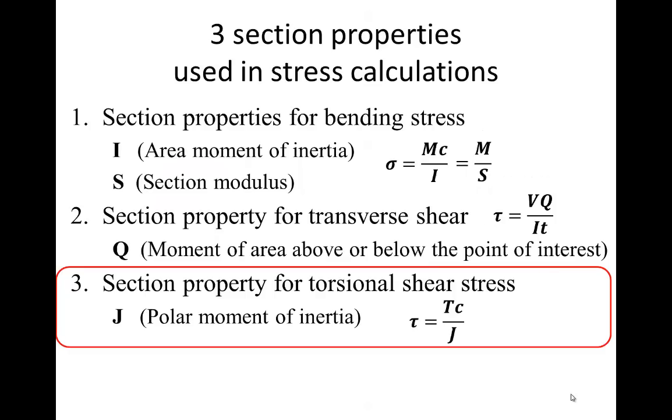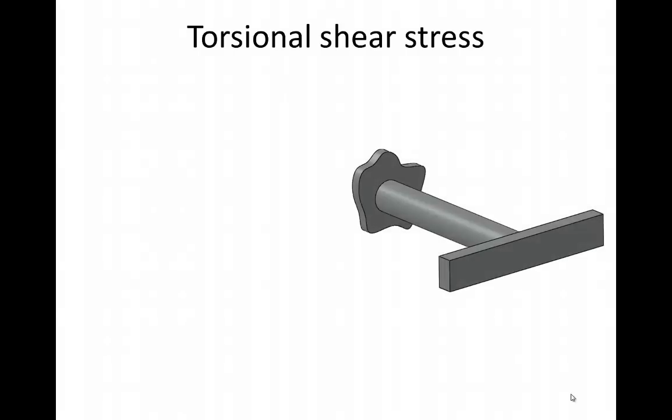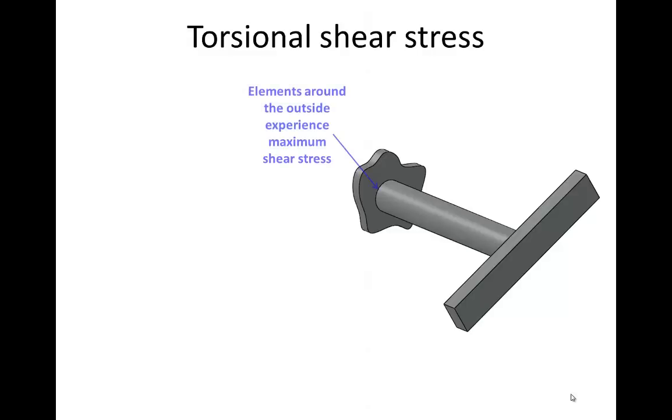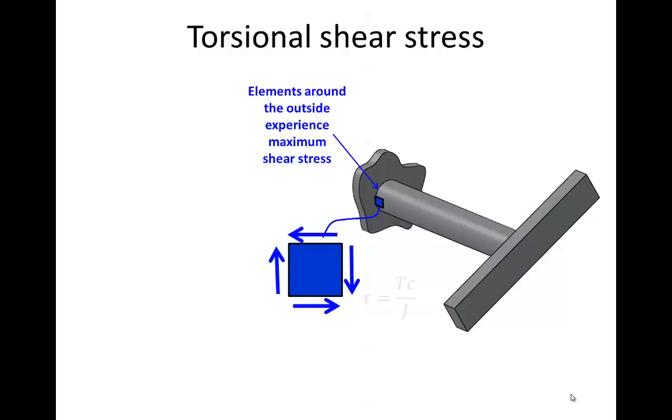Now let's review item number 3 in our agenda, the section property used in calculating torsional shear stress. J is the polar moment of inertia. Torsional shear stress is caused when loads are placed like this on a beam and causes it to twist. The elements all around the outside perimeter experience maximum shear stress due to torsion. This element, for instance, if we looked at it closely, would have shear stress downward on this face, which of course would require an upward shear stress on this face, and shear stresses in these directions as well to keep the element balanced. We calculate this shear stress using Tc over J.